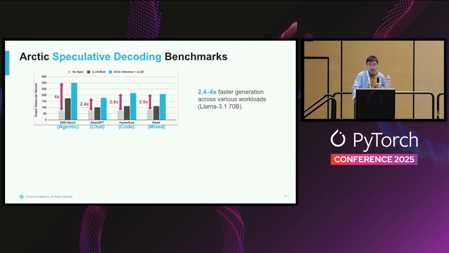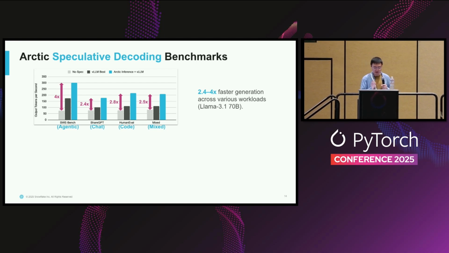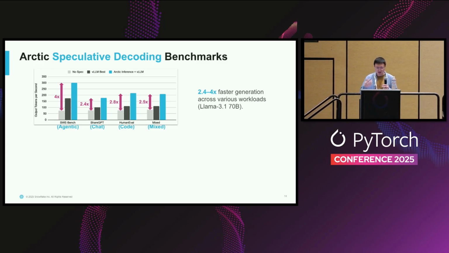OK, so with speculative decoding and suffix decoding, we can boost generation speeds by 2.4 to 4x across a variety of different workloads. These include agentic tasks, SWE-bench, open-ended chats in ShareGPT, more simple coding in HumanEval, as well as mixtures of all of these different types of requests, right? In particular, it achieves a 4x improvement for the agentic SWE-bench task. And this is because this is one of those highly repetitive tasks that suffix decoding is very, very good at optimizing.